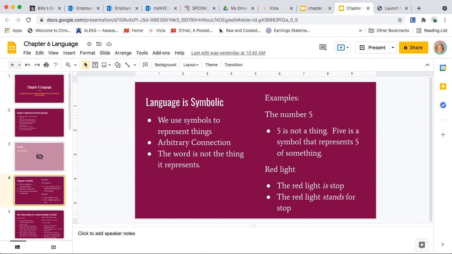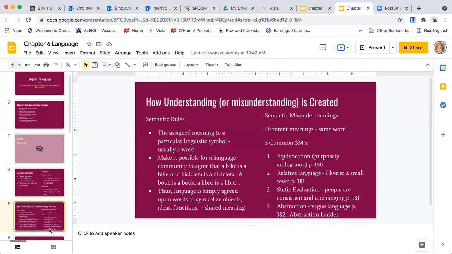So this idea here of the red light. So the red light is stop? No, the red light isn't stop. Okay, it's symbolic for telling an agreed communication community, okay, that when the red light stands for stop, it means to stop. Okay, so hopefully that makes sense to you, that language is symbolic. Okay, so just keeping in mind that the importance of understanding that language is symbolic is the fact that if you're coming from one language community and you're speaking in another language community, a lot of misunderstanding can occur.